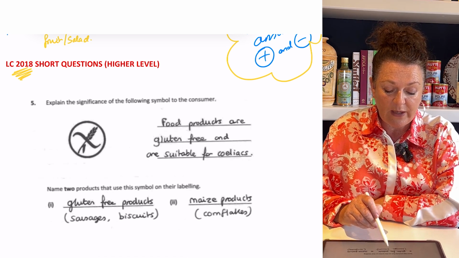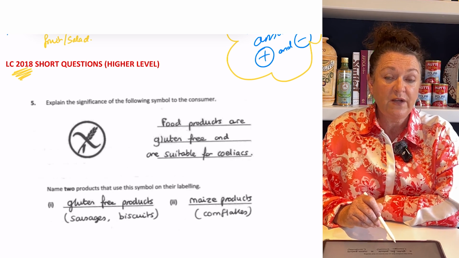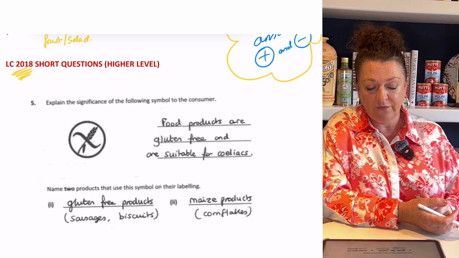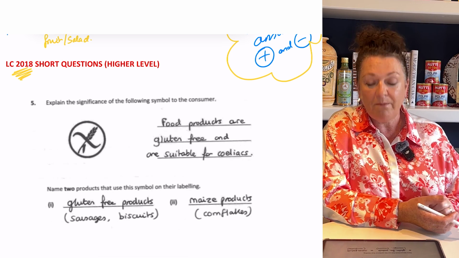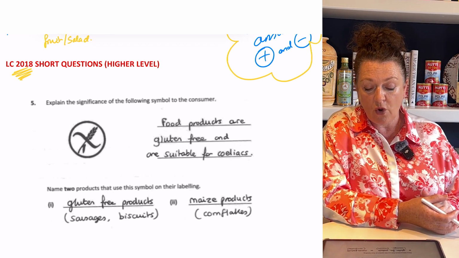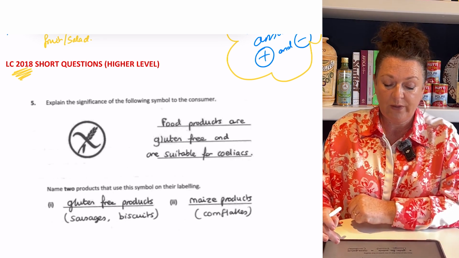So I've said gluten-free products like gluten-free sausages. I know Clonakilty have a gluten-free version of their sausages, and maize products. Maize, remember from our study of cereals, is to do with corn, so cornflakes would be a good option.